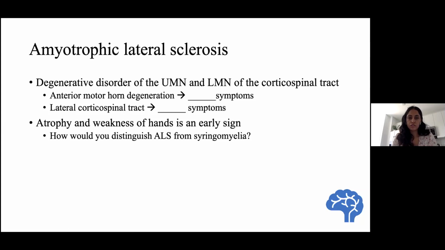Now, amyotrophic lateral sclerosis, this is a degenerative disorder that involves both the anterior horn as well as the corticospinal tract. So the upper motor neurons are really within the corticospinal tract. Lower motor neurons are located within the anterior horn. So if the anterior horn is affected, what type of symptoms would you get? Just based off of what we just went over.